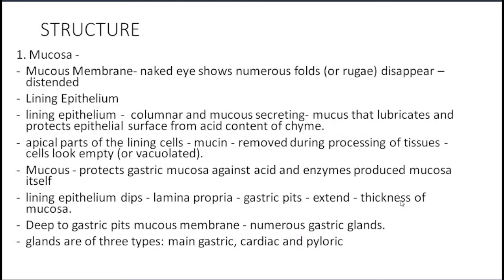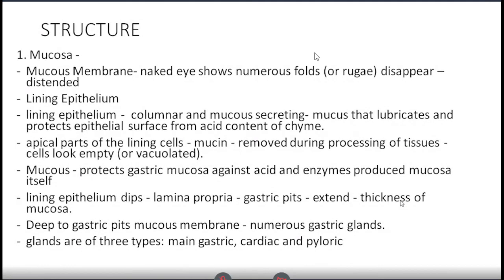So in the epithelium, there will be lining epithelium, and the lining epithelium is a columnar epithelium. When you see the slide, in the columnar epithelium you will just see the nucleus; you cannot see the proper margin also. The upper part of the columnar cell consists of mucin, and the mucin is washed out during tissue processing, so that's why you will get the vacuolated or empty appearance.